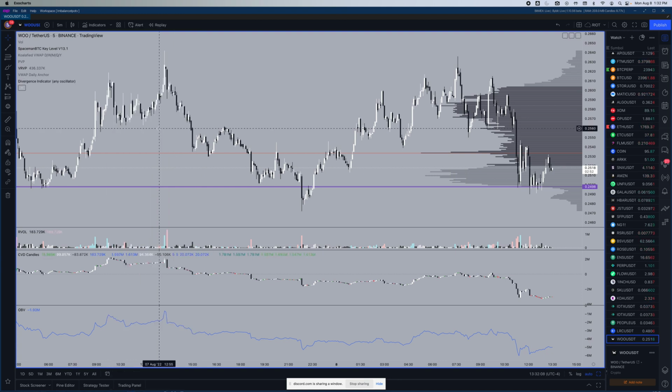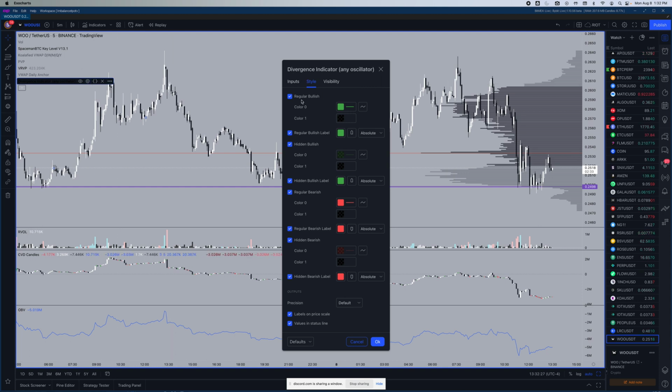So then you add in the divergence indicator. My OBV is super basic. I don't have any attachments, any moving averages, nothing. It's just as basic as it gets. So then you would go to the settings.